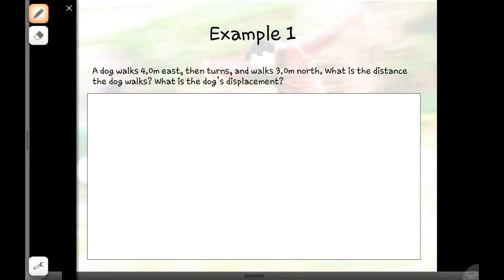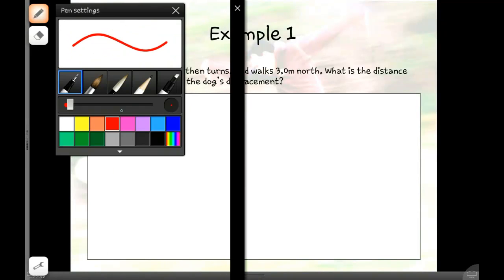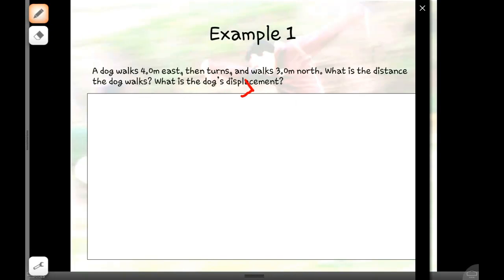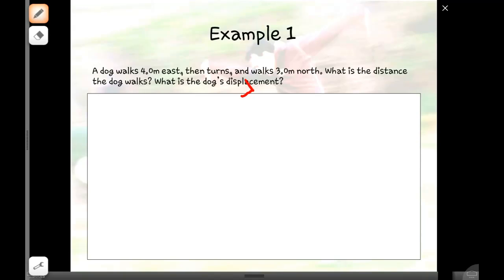Hold on, I gotta fix this here. Put this on black. Alright, there we go. So we have a dog that walks 4 meters east. Alright, so let's go ahead and draw that. He walks 4.0 meters east, and then he walks 3.0 meters north.